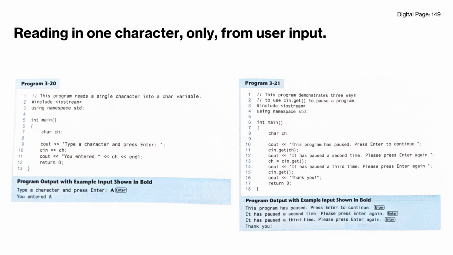Sometimes you only want to read in a single character. The simplest way to do this is with cin and the two angle brackets, as shown in program 320. Occasionally, though, using cin won't do what you want it to do. If that's the case, try using cin.get with the variable name inside the parentheses, or name equals cin.get, like we see in program 321.